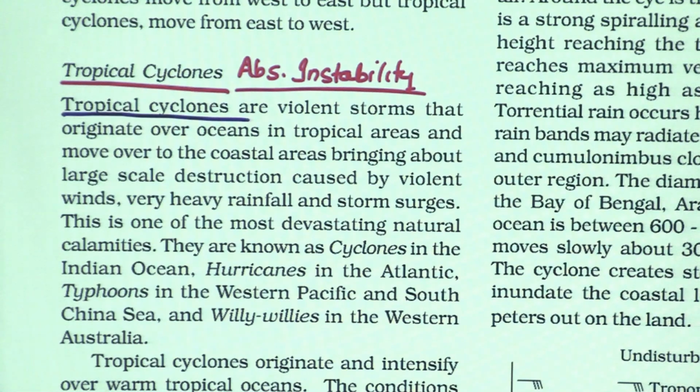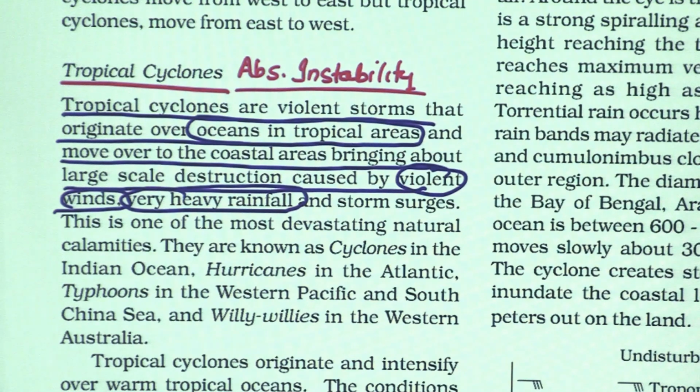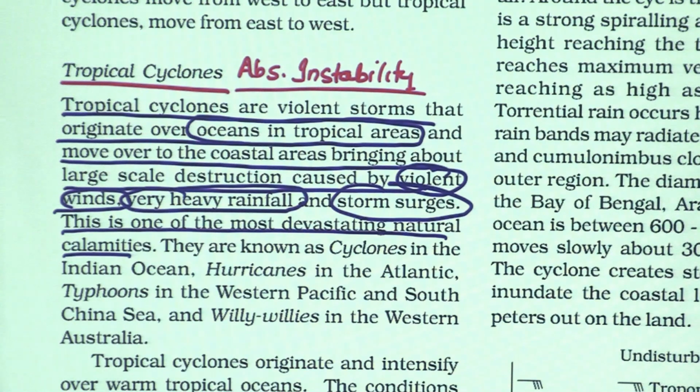The tropical cyclones are violent storms that originate over oceans in tropical areas and move over coastal areas, bringing about large-scale destruction caused by violent winds, heavy rainfall and storm surges. This is one of the most devastating natural calamities. Tropical cyclones are violent storms because they are an example of atmospheric instability. Why do they move over coastal areas?